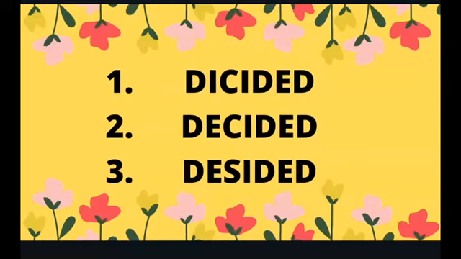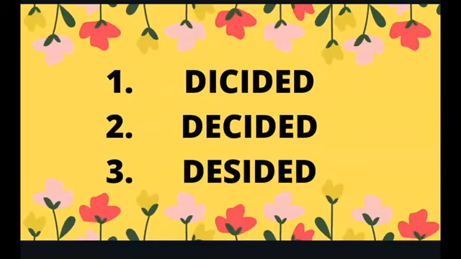Okay, now there are three options here. Three spellings for a word. The word here is decided. Okay, you have to choose which is the correct spelling, and then note it in your book. Once you have noted, I will show you the answer. If it is right, you will give yourself 1 point. Got it? So now the word here is decided.